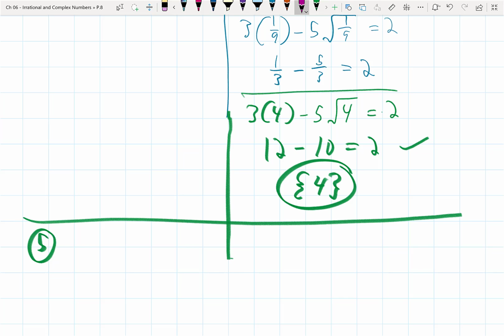Okay. Next one. 3x is equal to 2 plus x root 5.